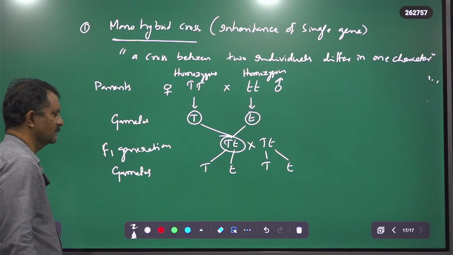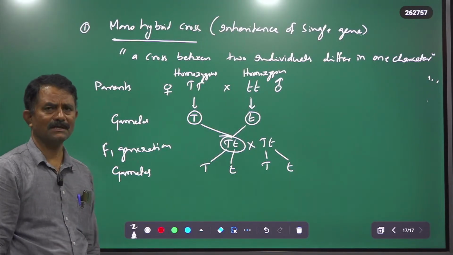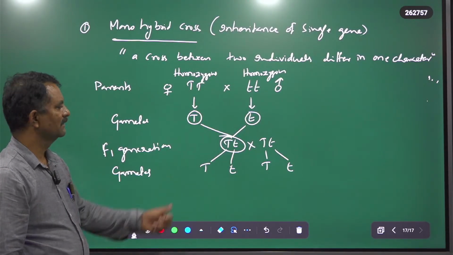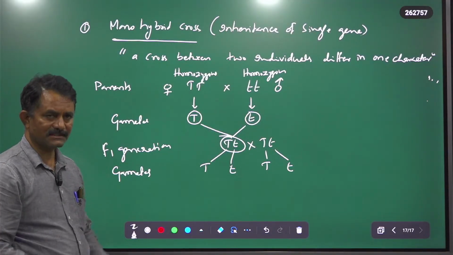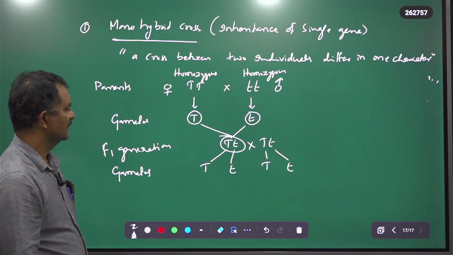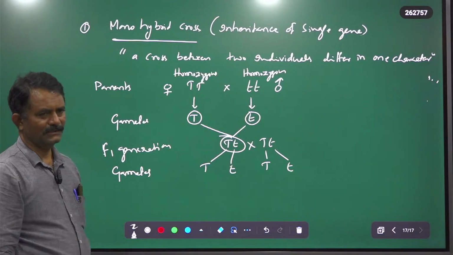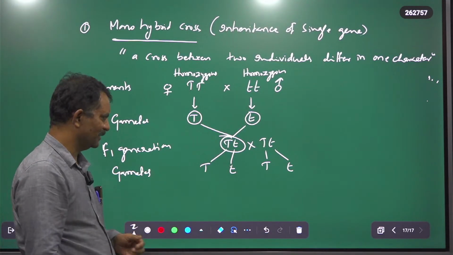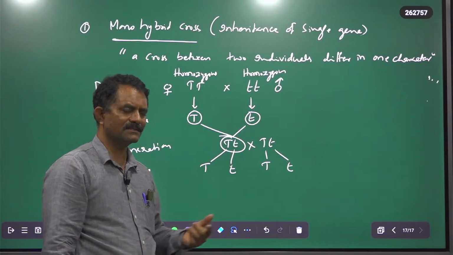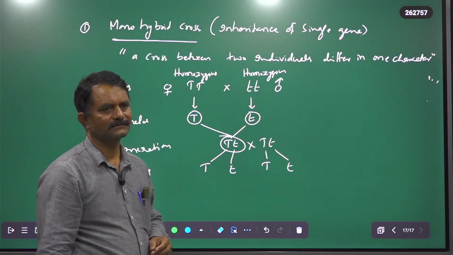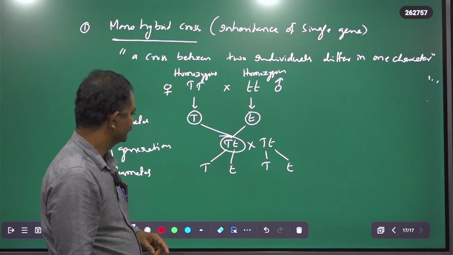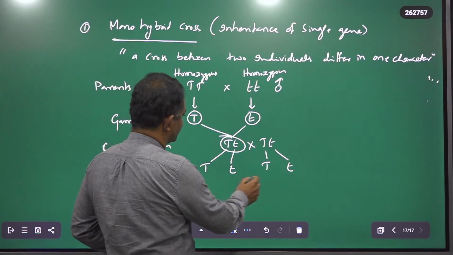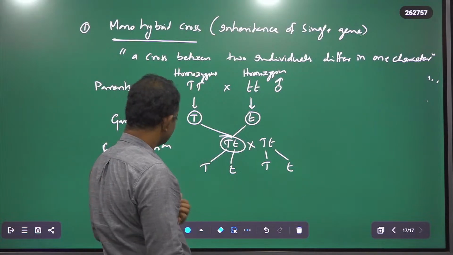So the first filial generation is always heterozygous, because one dominant allele is there and one recessive allele is there. Automatically the dominant allele dominates the recessive and appears. So these are the 4 gametes.